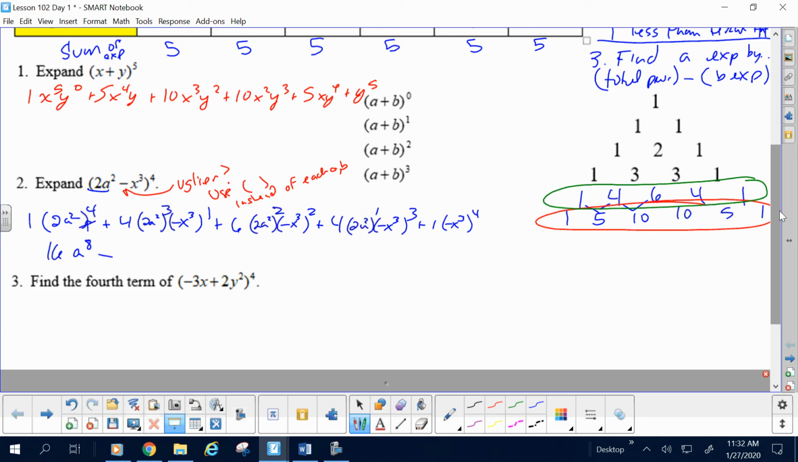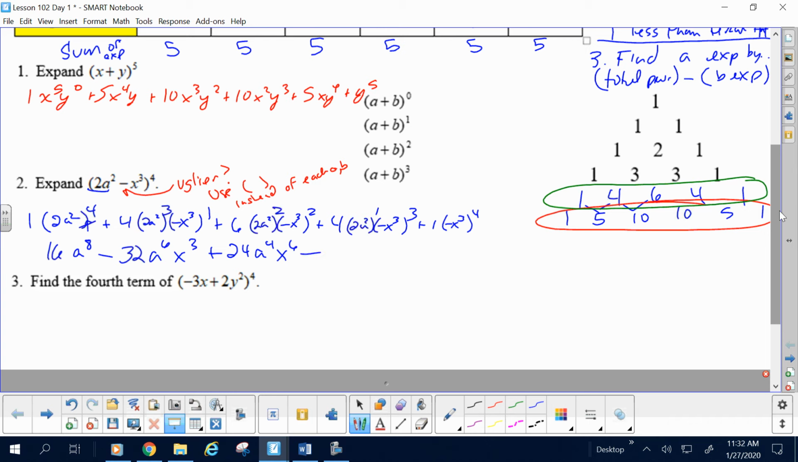What's 2 cubed times 4? 32. What's a squared cubed? a to the 6th. And what is x cubed to the 1st? x cubed. Are we good with the second term? Okay, third term, sign. Positive. What is 2 squared times 6? 24. What is a squared squared? a to the 4th. And what is x cubed squared? x to the 6th.